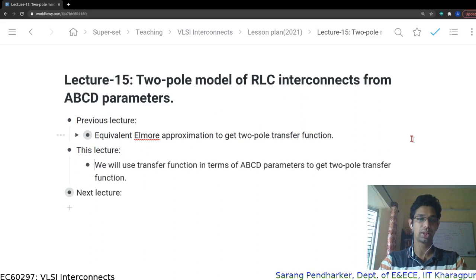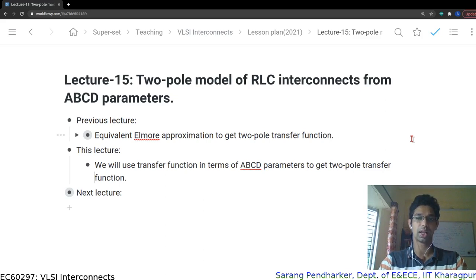Today what we will do is use the transfer function which we had derived in lecture 12 to get the two-pole transfer function. In lecture 12 we had derived the transfer function based on the ABCD parameters, which was the exact and accurate transfer function. From that we will get a two-pole approximation.